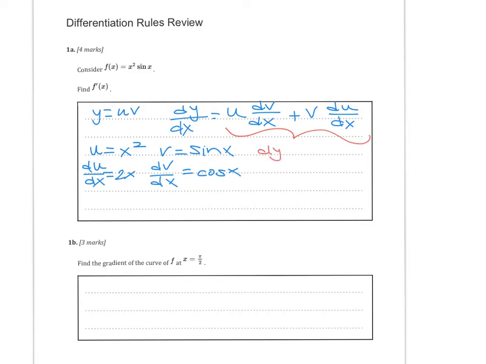So this formula says dy dx, the derivative of y in terms of x, is equal to u, which we know is x squared, times dv dx, which we know is cosine of x, plus v, which we know is sine of x, times the derivative of u in terms of x, which we know is 2x.